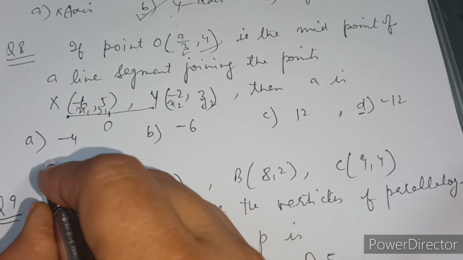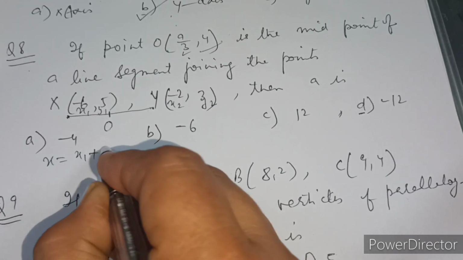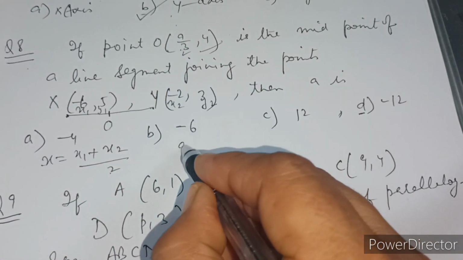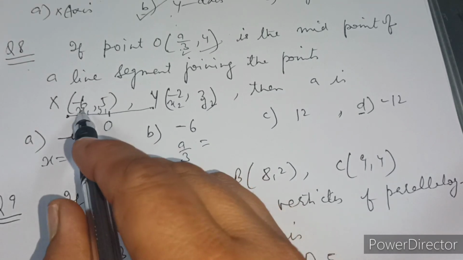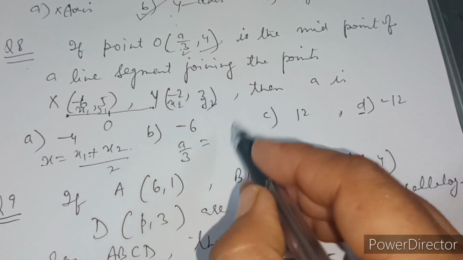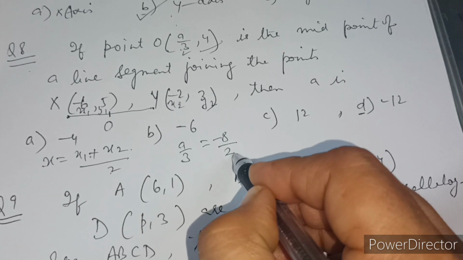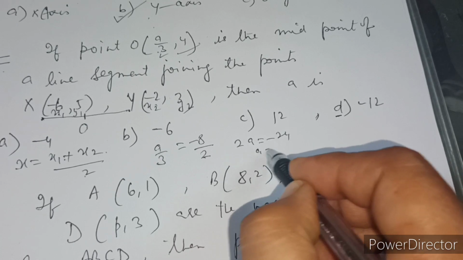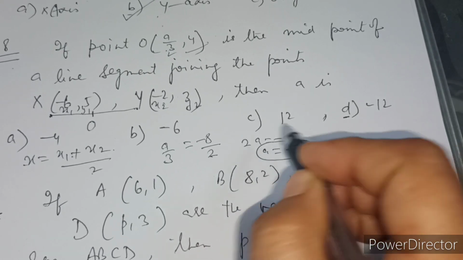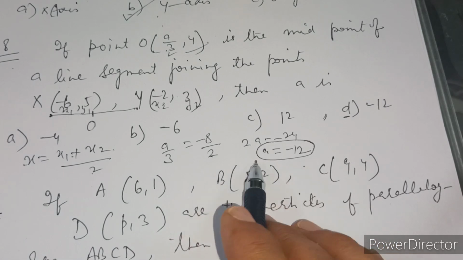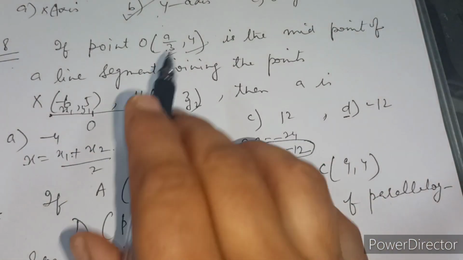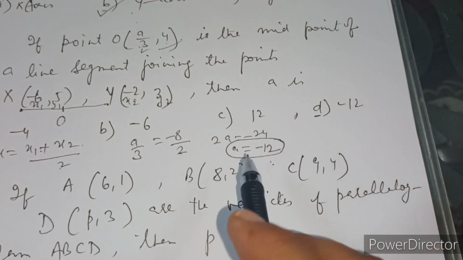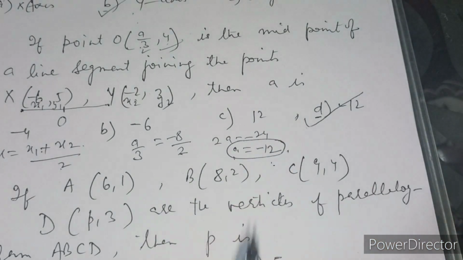So hope you remember the midpoint formula. It is nothing but x is equal to (x1 plus x2) upon 2. Put the value of x. This is already given. a by 3 is equal to x1 plus x2, means -6 minus 2, means -8, upon 2. Cross multiplying, what do we get? We get 2a is equal to -24, so a is equal to -12. So simply by putting the x part only we got our answer. We need not waste time on the y part, which was given but we did not need it. So the answer of a is -12.